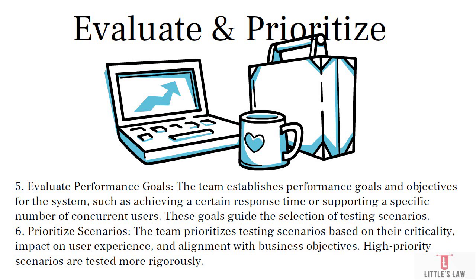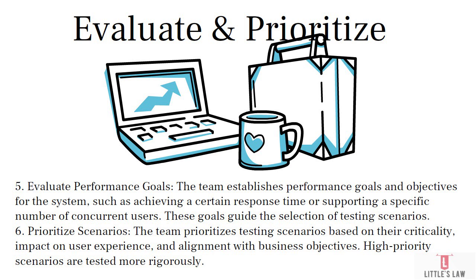For example, once you establish your performance goals, such as maintaining a response time of under 3 seconds for 90% of requests and ensuring the website can handle a surge in traffic without crashing or slowing down significantly, right? That is how you're going to evaluate the performance goals. And then the prioritization of scenarios. The team must prioritize the testing scenarios based on their criticality, which is like impact on the user experience and alignment with the business objectives. In fact, you can even prioritize the scenarios which you're going to test more rigorously.